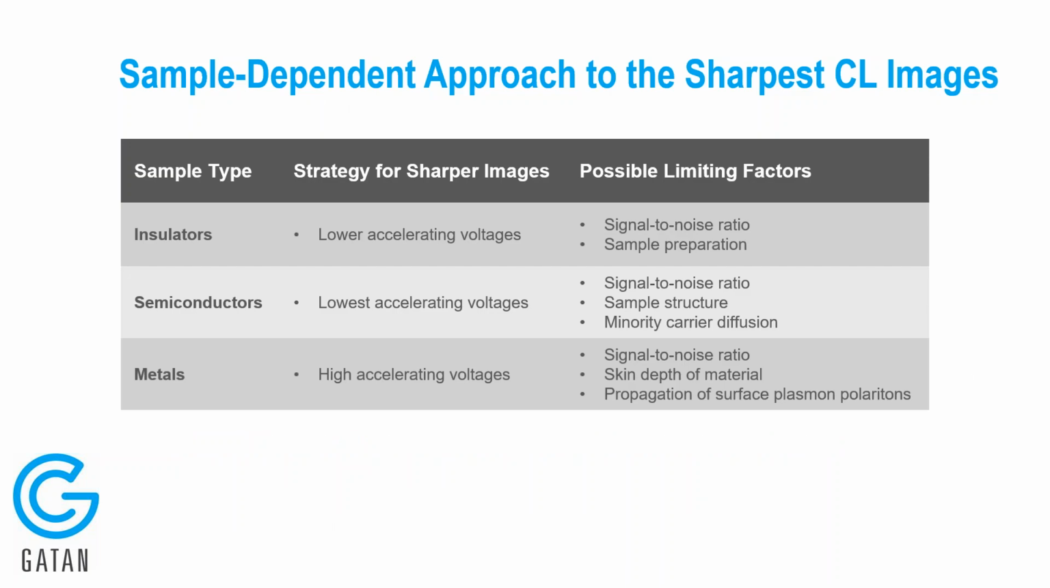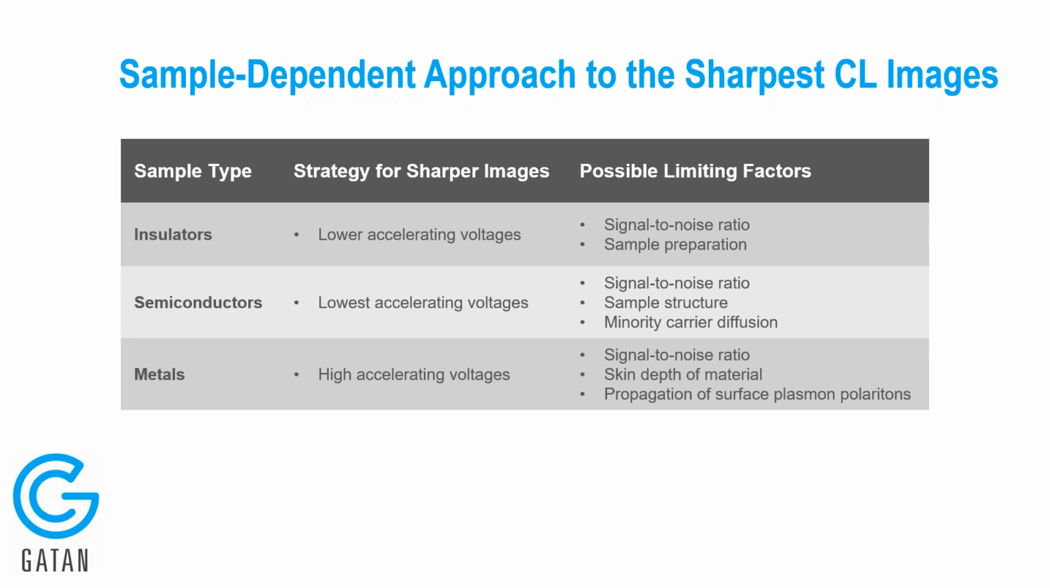So to summarize what we've been through in the first part of this talk, the strategy for getting the sharpest CL images really depends on the type of material that you're looking at. Insulators, ceramics, minerals, gems, oxides, those sorts of things: typically, we like to use medium to low accelerating voltages where we have sufficient signal-to-noise ratio to be able to collect maps, a small generation volume, but typically we're limited by the signal-to-noise ratio and sample preparation.